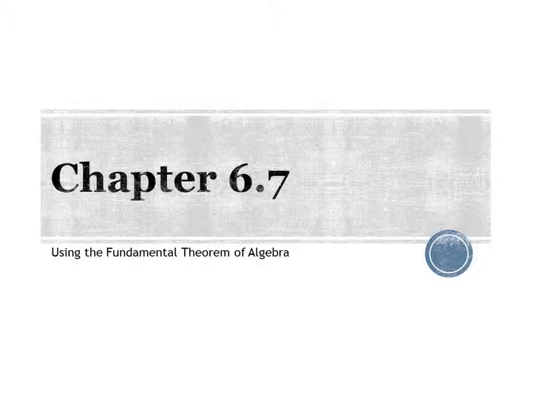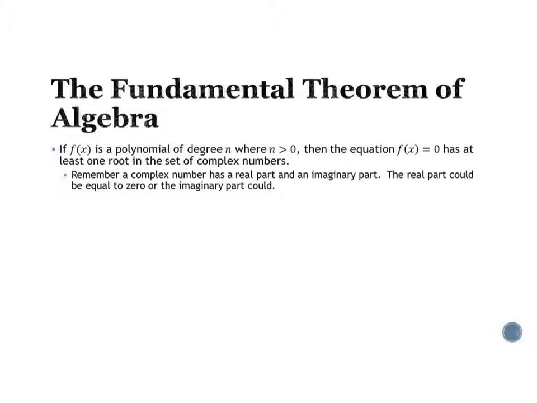Hello! Today we're going to do chapter 6.7, which is using the fundamental theorem of algebra. So what is the fundamental theorem of algebra? It says that if you have a polynomial of degree n, where n is greater than 0, so not a constant, then the equation f of x equals 0, so if we set our polynomial equal to 0, has at least one root in the complex numbers.